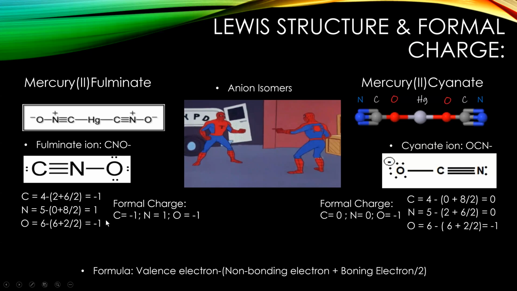And you do the same thing here, and you'll get -1, 1, and -1. When you sum all these up, you'll get -1, and that'll be the charge of fulminate. And that's how we got the ion of CNO -1. You do the same thing for cyanate for the formal charge, and it'll be the same charge, which is a -1. So they have a similarity of charges, basically.